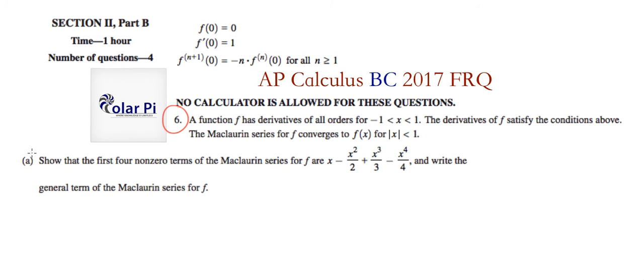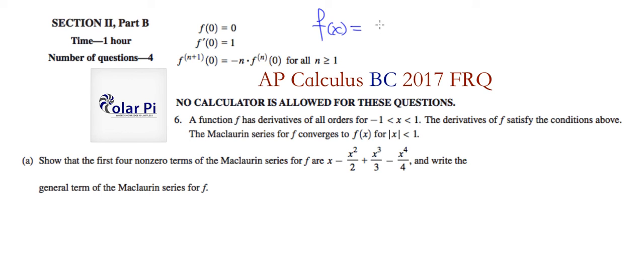Problem 6 here, and in part A, what we need to do is show that the first 4 non-zero terms of the Maclaurin series for f are these 4 terms, yeah? So first, let's remind ourselves of what a Maclaurin series is. Remember, a Maclaurin series is an infinite sum that equals exactly the function f of x when it exists, right?